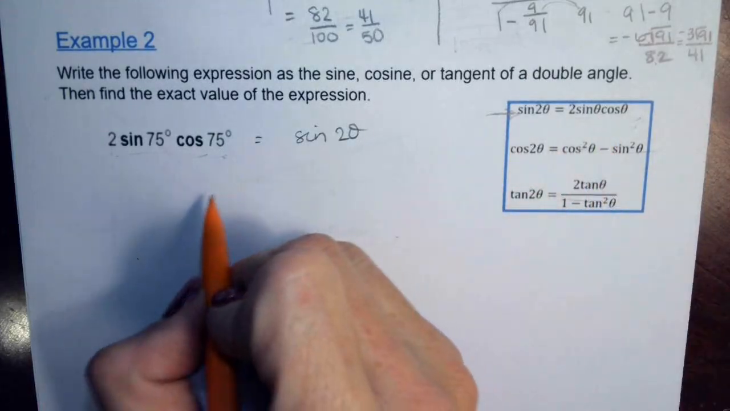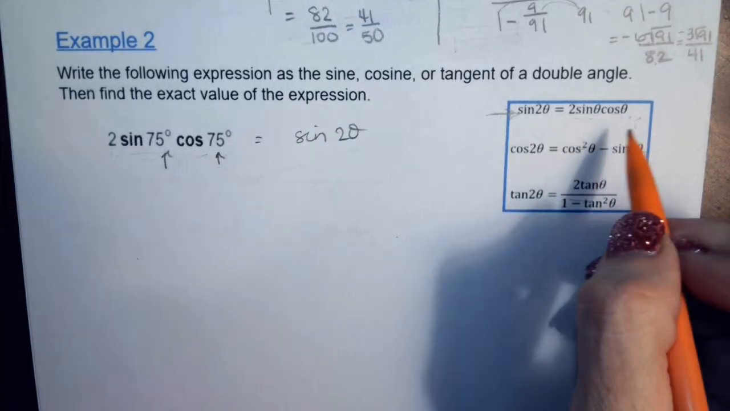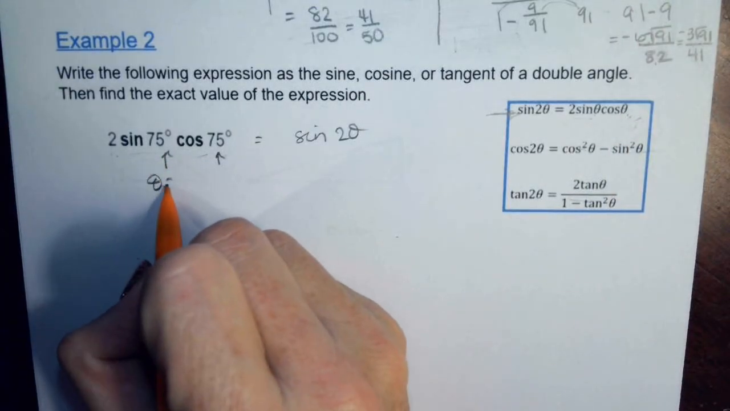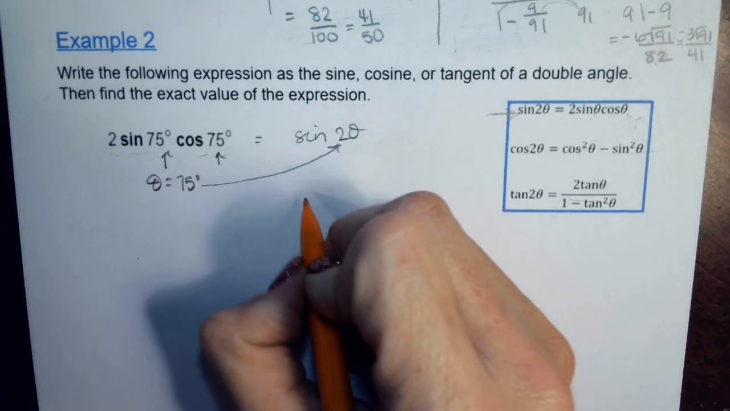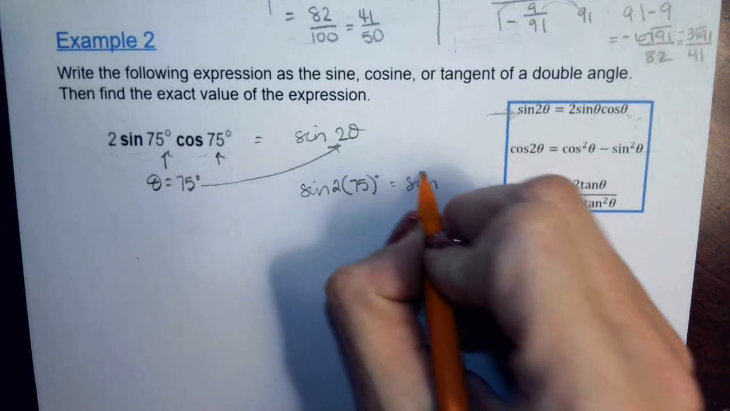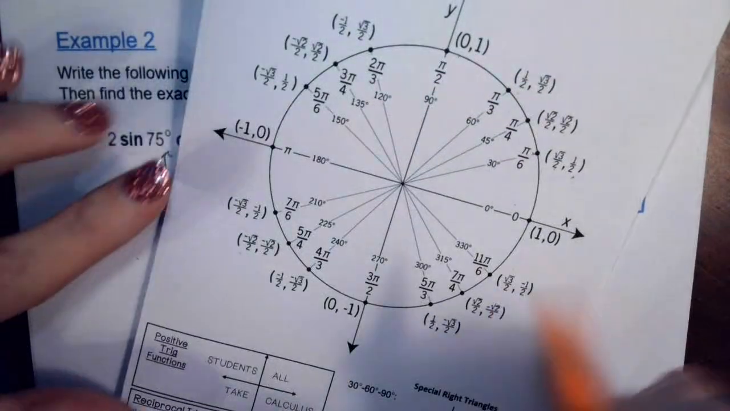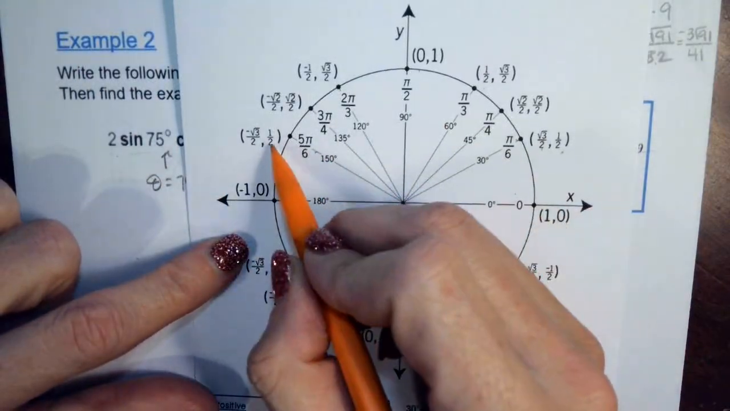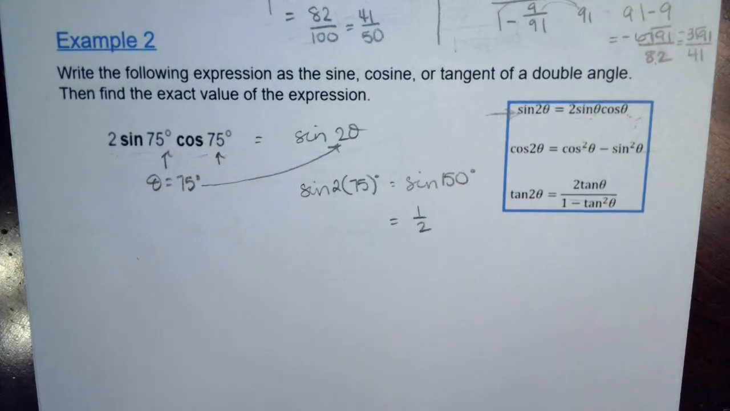All right, but I need to know what theta is. Well, theta is, for lack of a better word, the object of my tangent functions. So theta is going to be 75 degrees. Okay, so then I have to plug this in. So that's going to be sine of 2 times 75 degrees, which is sine of 150 degrees. And then if I look at my unit circle, 150 degrees is right here, and the sine of 150 degrees is 1/2. And that would be the answer. That's all you have to do.